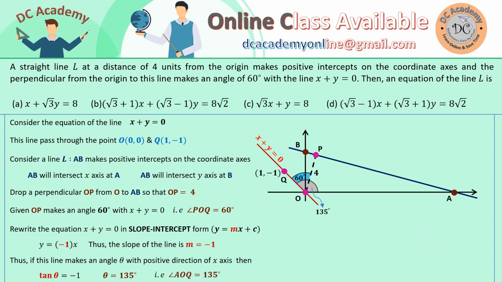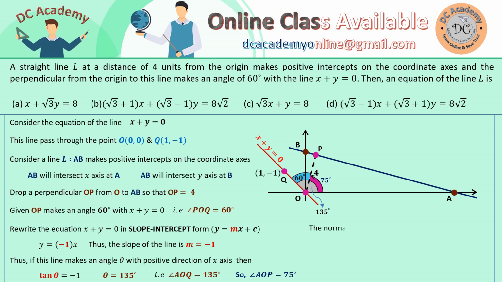So that's 135 degree. Therefore, by simple calculation from the figure, we can easily understand that the angle POA, or the angle AOP, is 75 degrees. 60 plus 75 is 135. So that's it. This is the first observation for our particular problem.